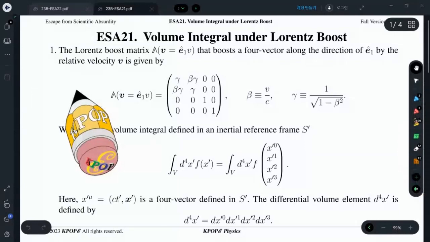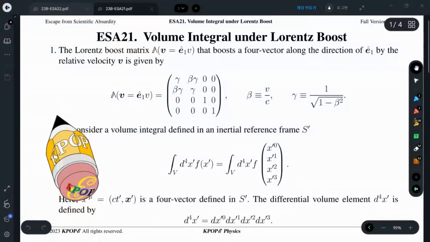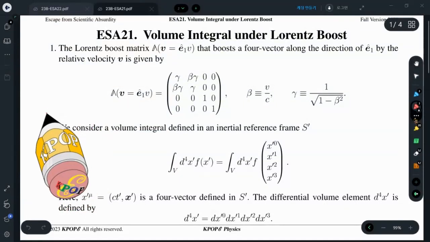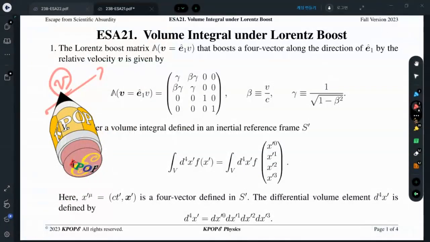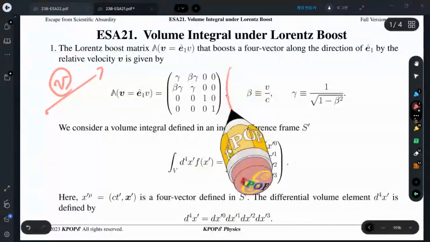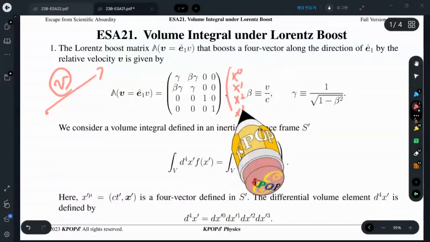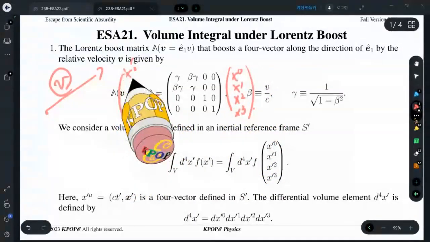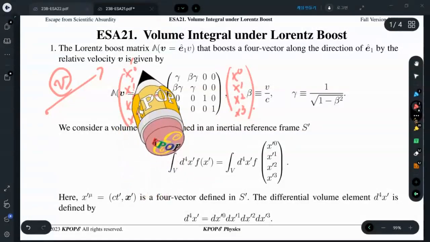After Lorentz boost from the rest frame, it does not have to be the rest frame, but a frame to another inertial reference frame that has the relative velocity v. This 4x4 matrix should be multiplied to the coordinates x0, x1, x2, x3 to obtain new coordinates of x1 prime, x2 prime, x3 prime.